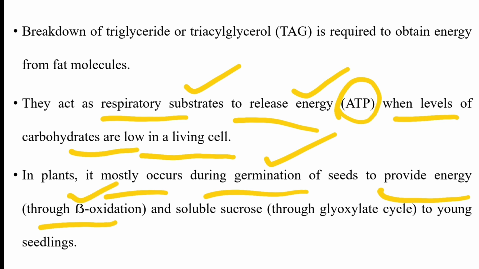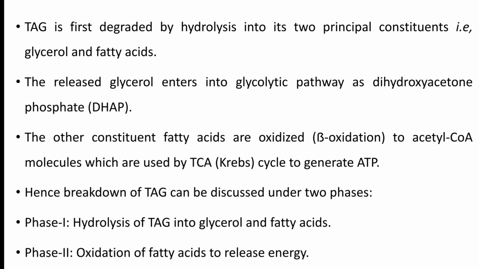By the process of beta oxidation, the oxidation of fatty acid occurs and supplies soluble sucrose to the young seedling through the glyoxylate cycle. Then the triacylglycerol is first degraded by hydrolysis. Hydrolysis means the breakdown of the bond by the presence of a water molecule. So triglycerides first break down into two components. One is fatty acid, the second one is glycerol.